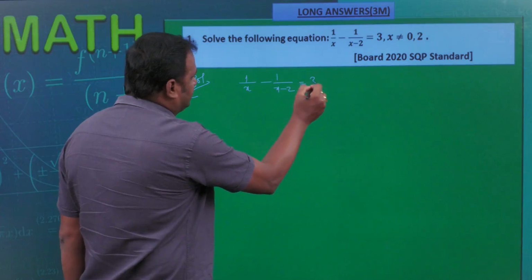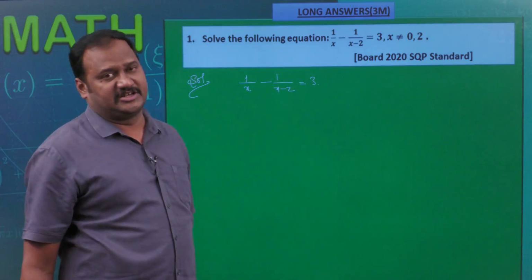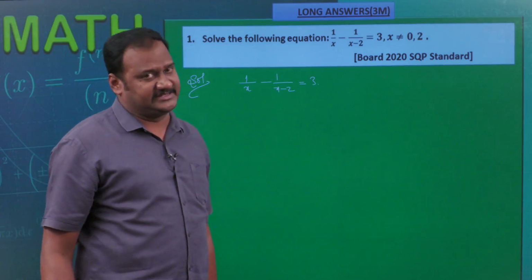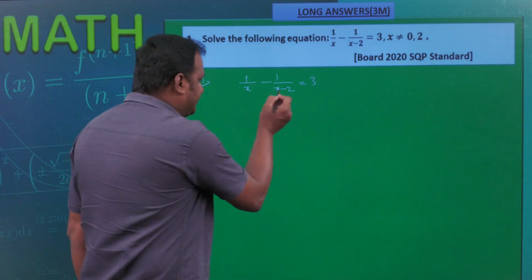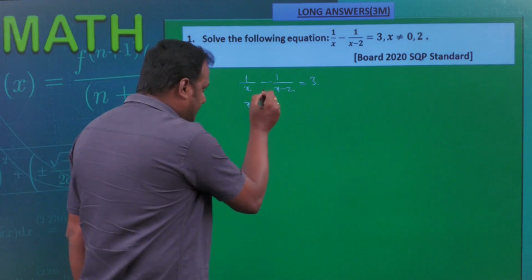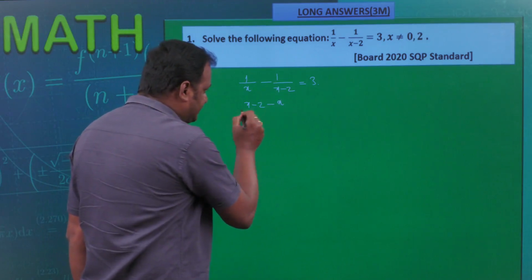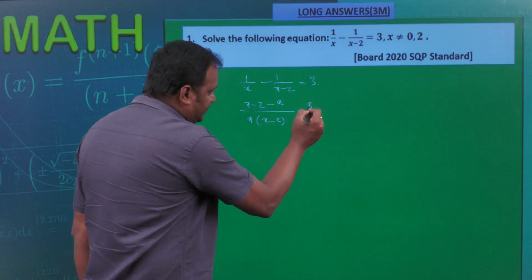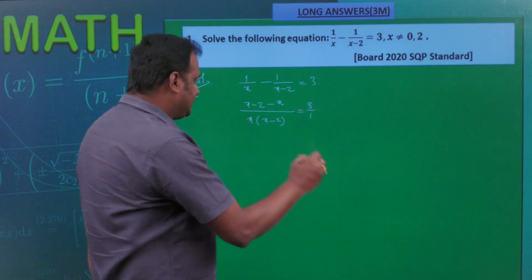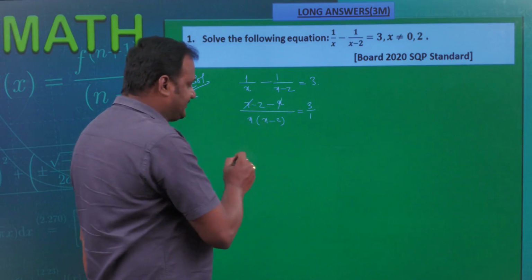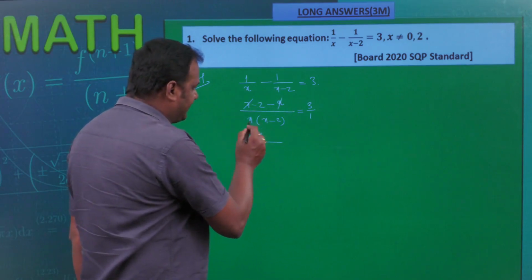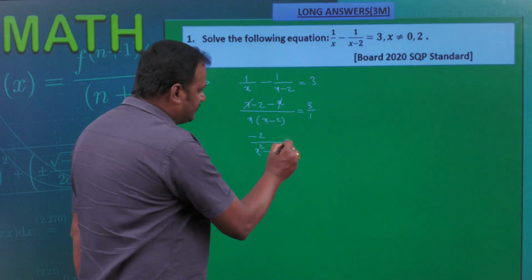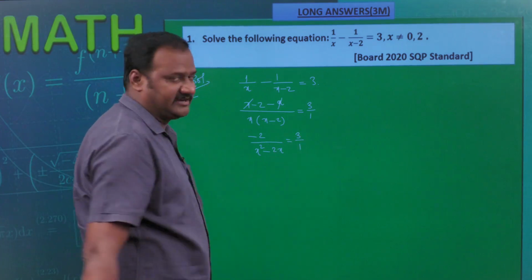minus 2 is equal to 3. In order to solve this, we will have to simplify it. In order to simplify, you will have to find the LCM. 1 into x minus 2 is x minus 2, minus x into 1, whole divided by x into x minus 2, is equal to 3. In the numerator, minus x and plus x can be cancelled. So minus 2 divided by x into x, which is x square, minus x into 2, which is 2x, is equal to 3 divided by 1.